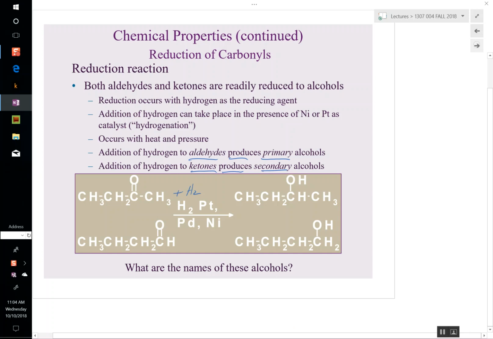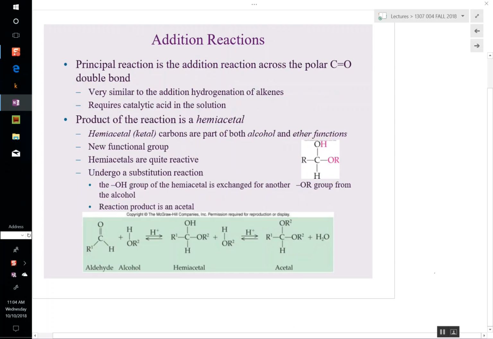So, the hemiacetal reaction, and I kind of emphasize this a little bit because it comes up in chapter 16 when we get to sugars. This will pop up again. So let's look at it simply.